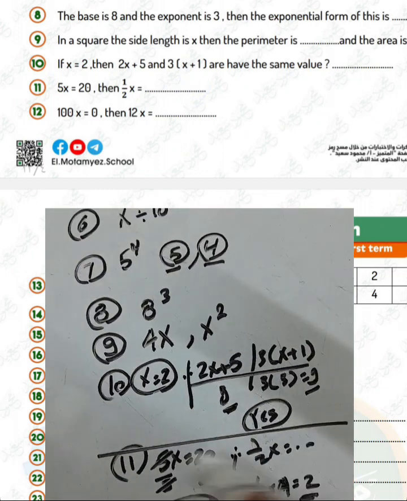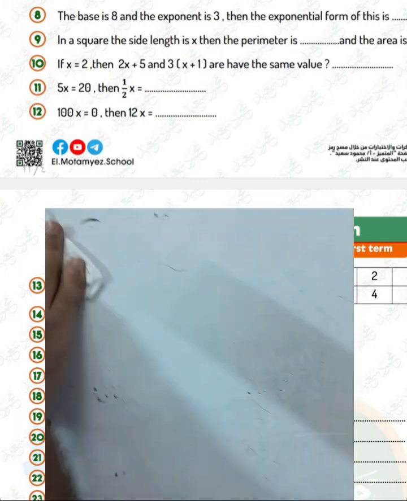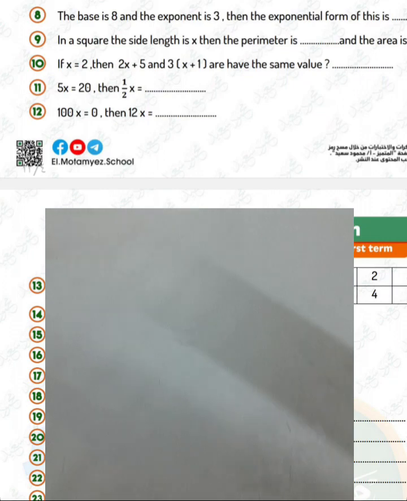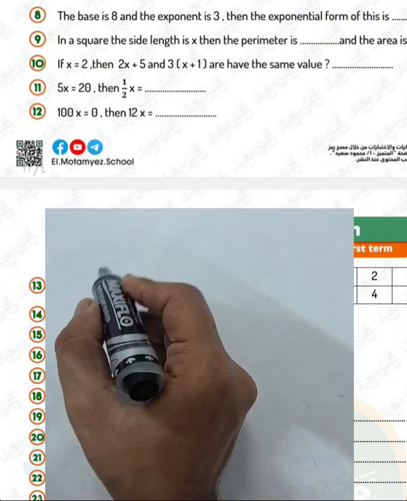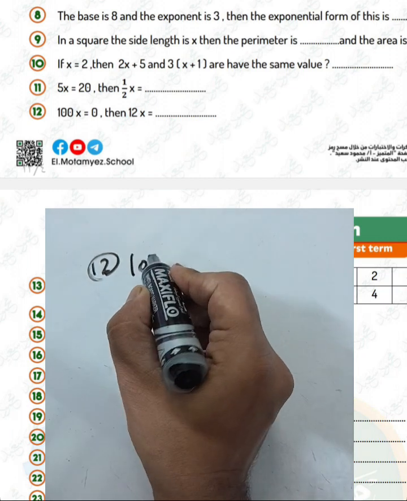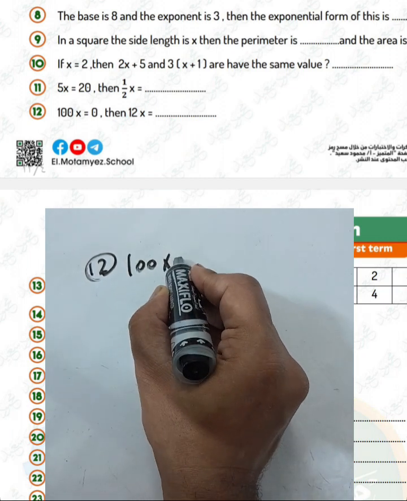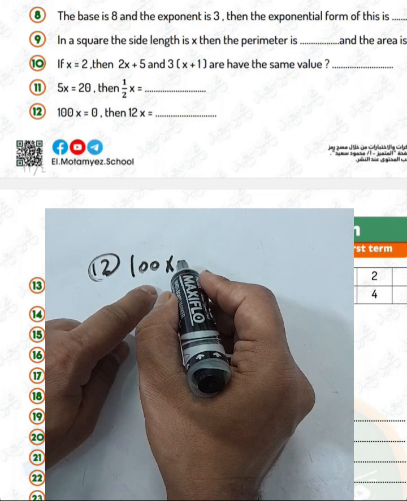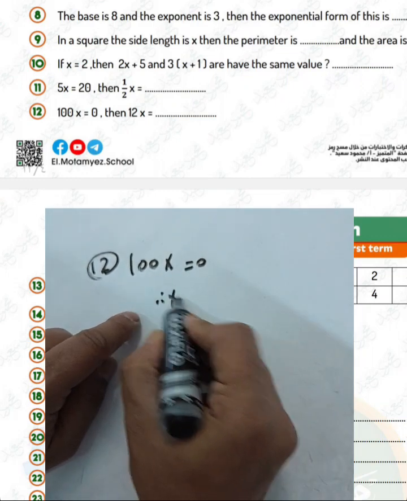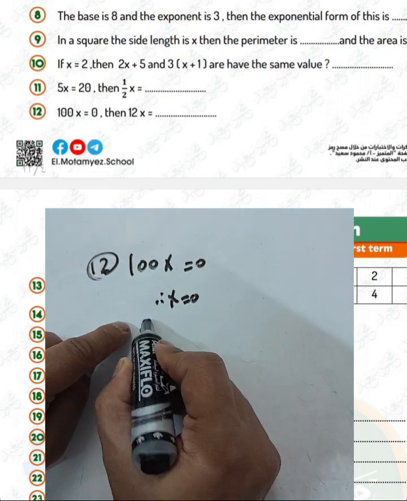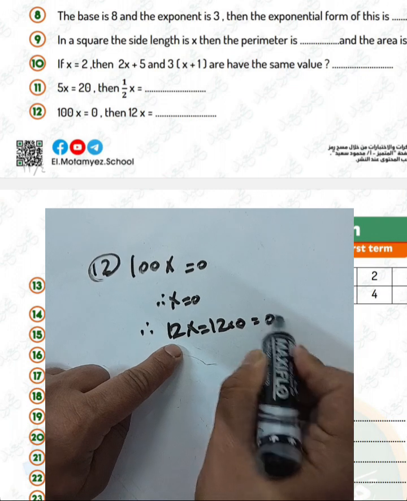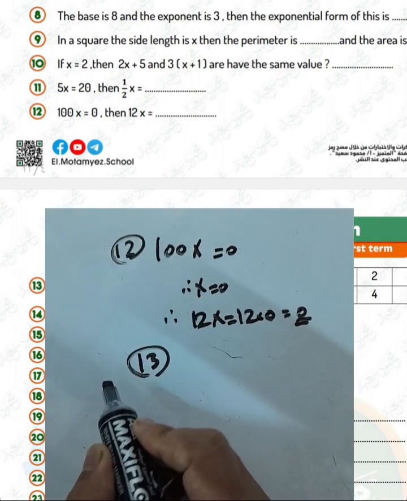Question 12. 8 multiplied by x equals 0. Then 12x will be equal to 0 again, because x equals 0 is the value of the variable x in question 12. The multiplication by x, the coefficient of x, equals 0. Then x here equals 0. Then he wants to find 12x. 12x will be 12 multiplied by 0. The result will be equal to 0.